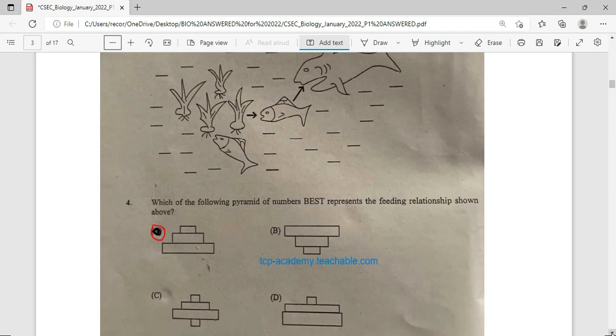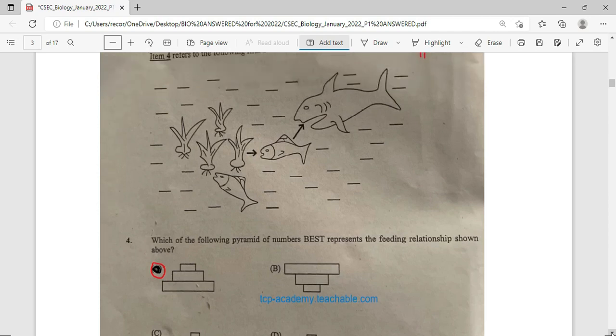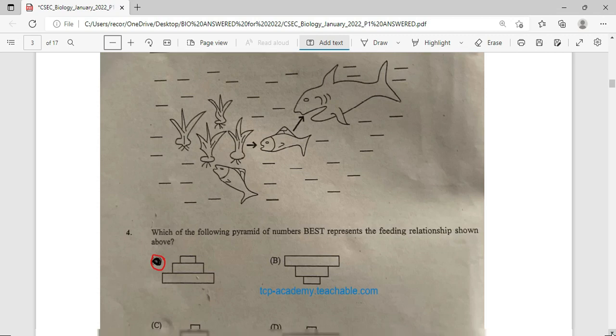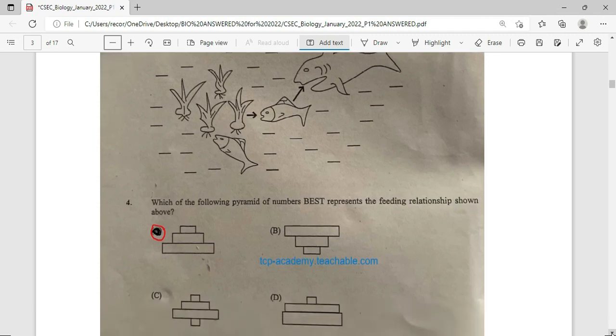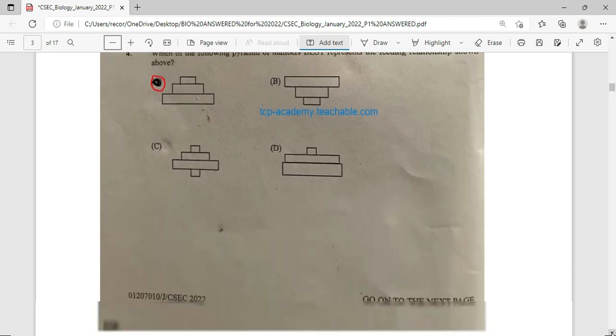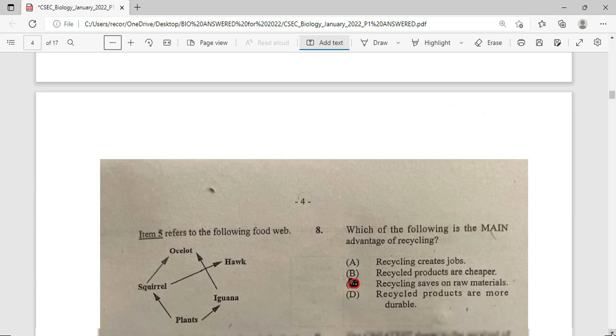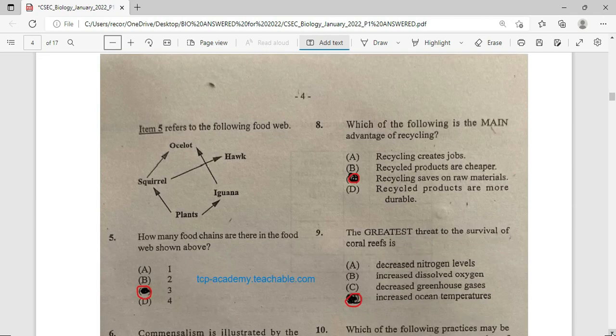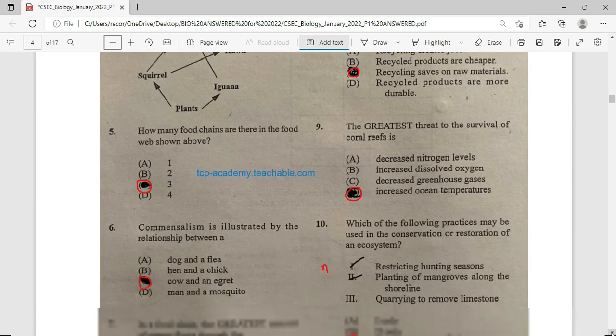Number 4. It refers to the diagram here that looks at pyramid of numbers. Which of the following pyramids of numbers best represents the feeding relationship shown above? We have A, B, C, and D. The answer correctly is A. And we're moving on very quickly. So we move on to a repeated question, number 5. Our answer there is C. We're not going to be explaining.